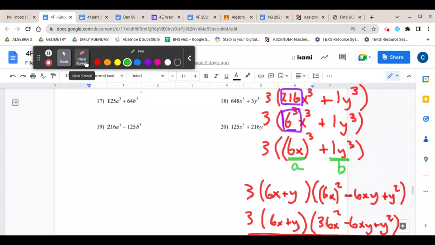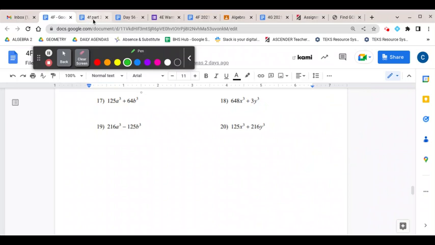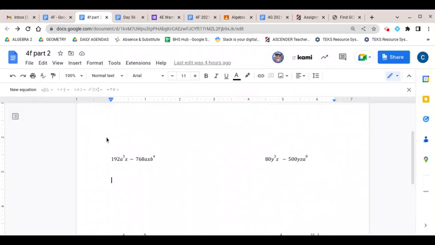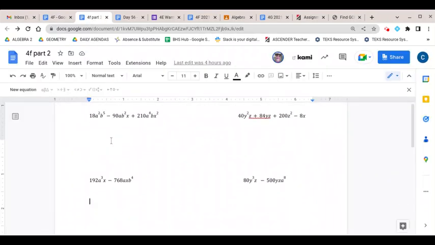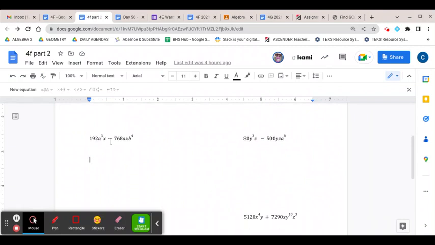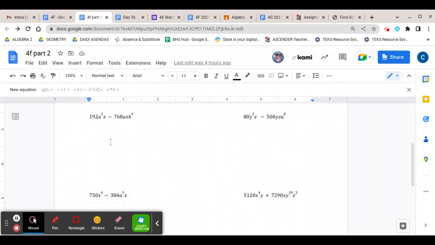So let's go to F part 2. We'll look at one or two of these, and then we'll call it a day. And you guys can try to do the rest. All right, so on to 4F part 2. Let's do this 80y cubed z minus 500y z a to the 8th power right there. And then we'll do the 750 and the 384 below it. And that'll be it. And so hopefully you guys can all catch yourselves up.